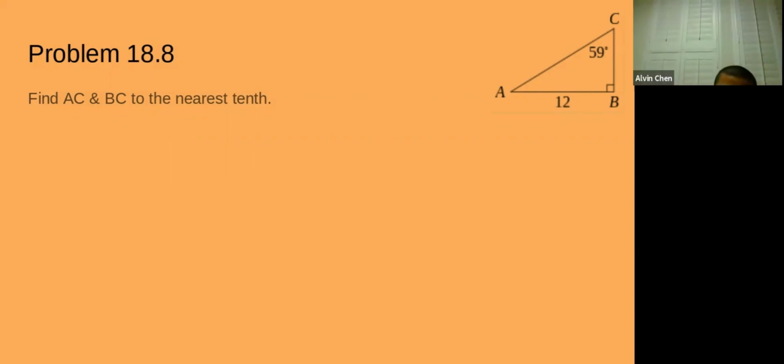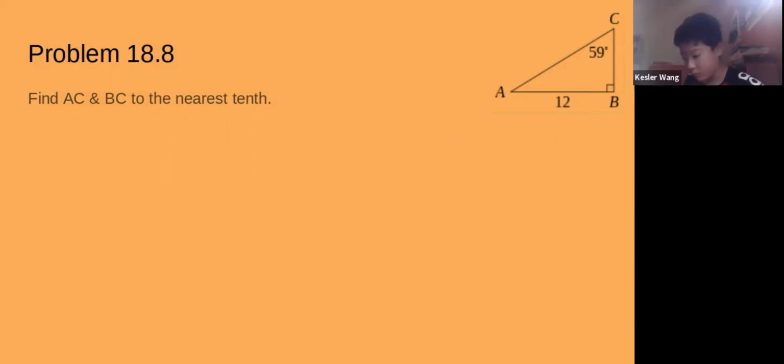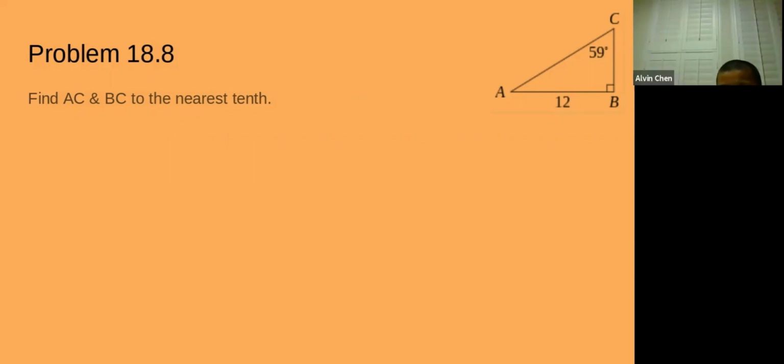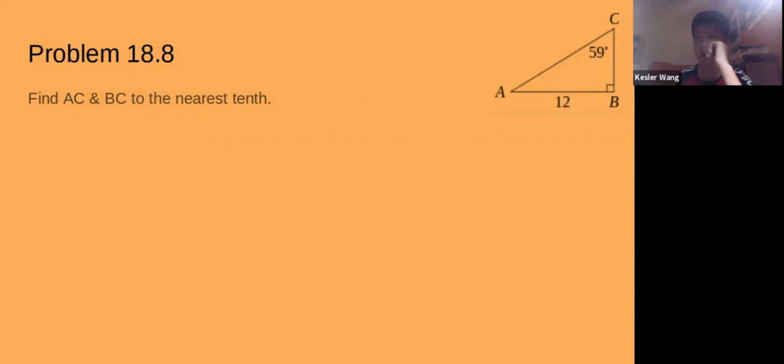So to do this sine stuff, we can use a calculator, right? Yes, if you want to use a calculator, you can do that. I don't think you can solve the sine of any random angle without using a calculator. It would be quite difficult. Find AC and BC to the nearest tenth.